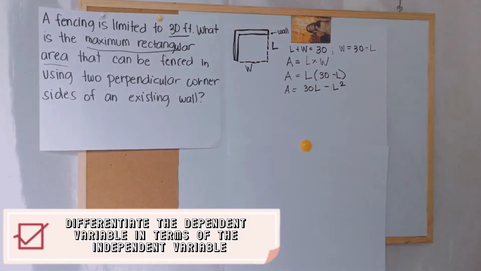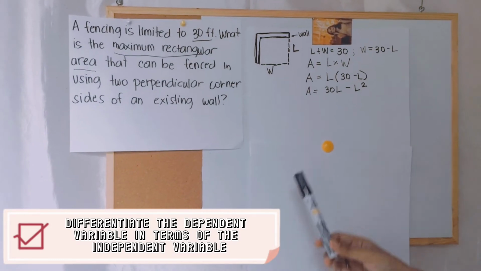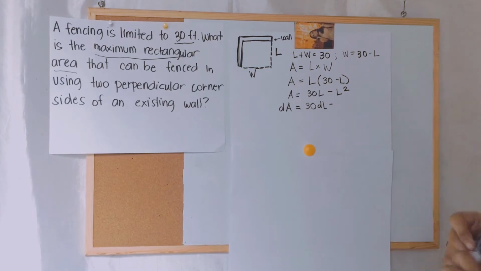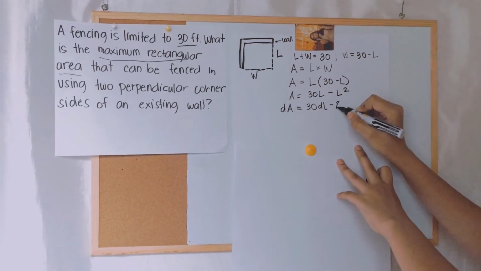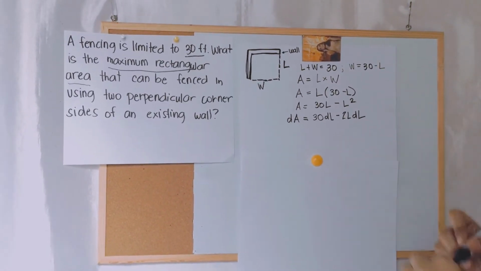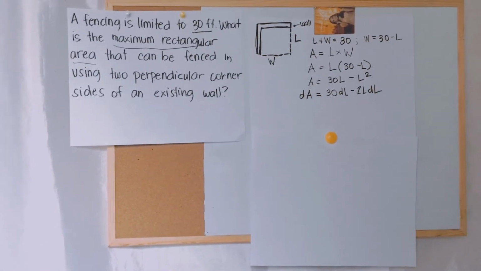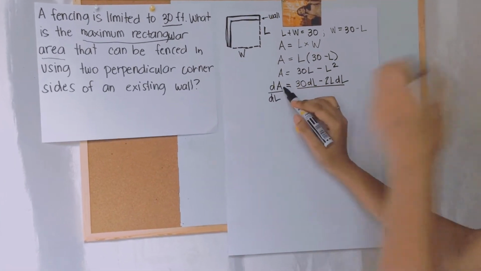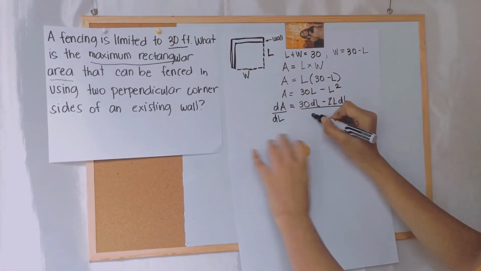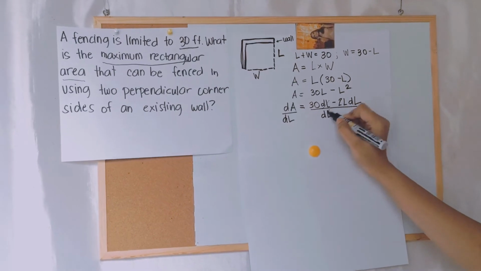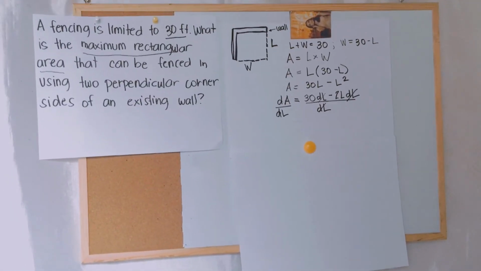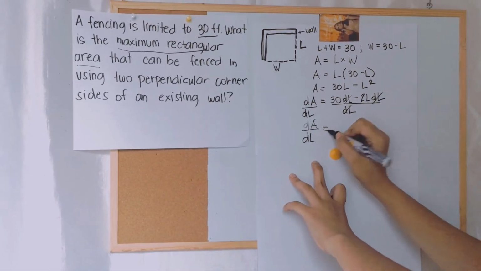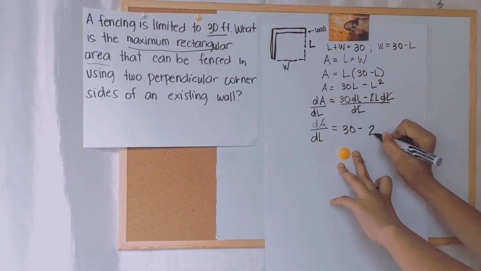Now, next thing we have to do is to differentiate the dependent variable in terms of the independent variable. So, derivative of A is equal to 30 derivative of L. And as using the power formula, we will now have 2L derivative of L. You will divide both sides by dL, since we are differentiating the dependent by the independent variable. So, differential of area with respect to L is equal to 30 minus 2L.